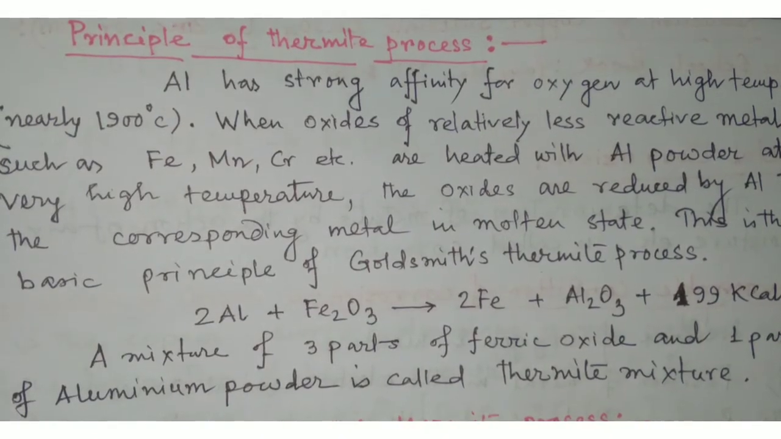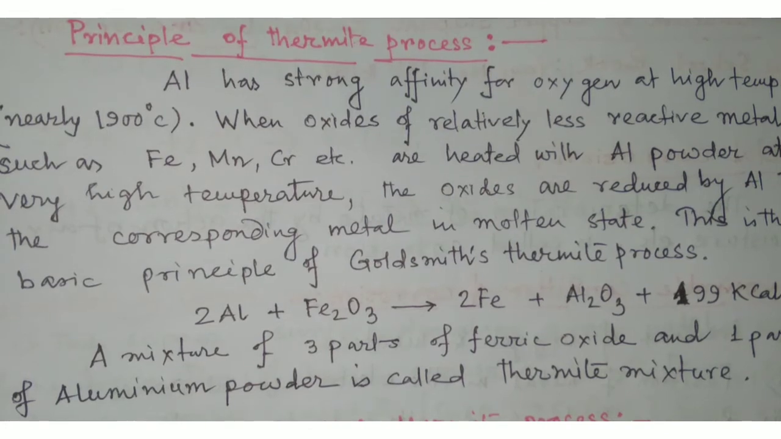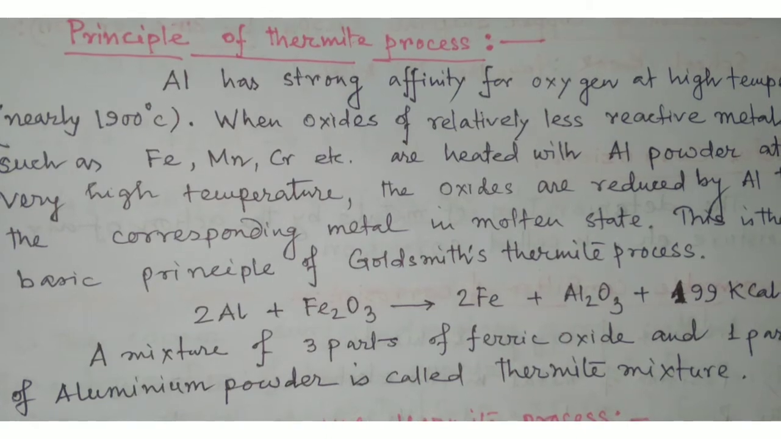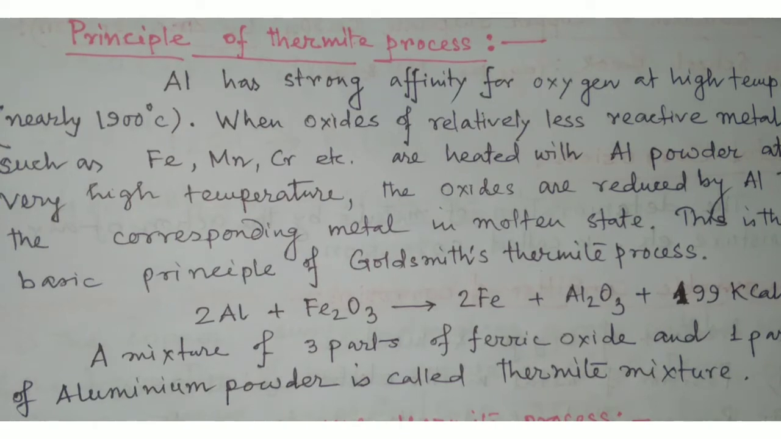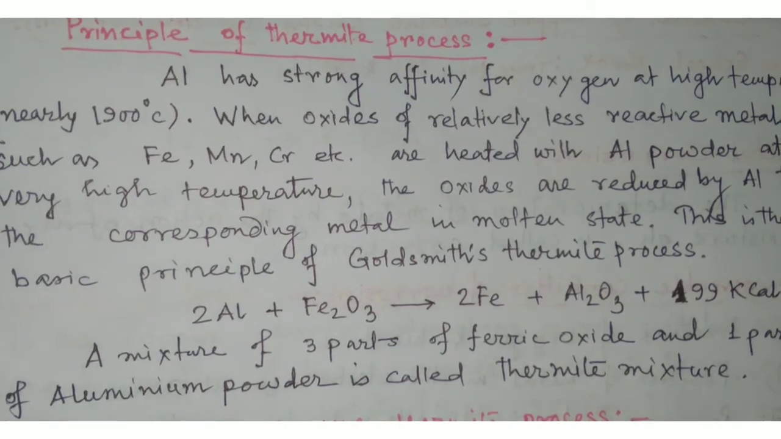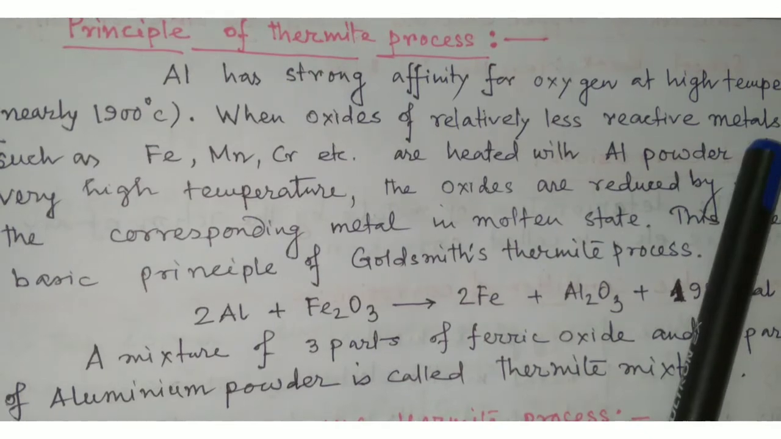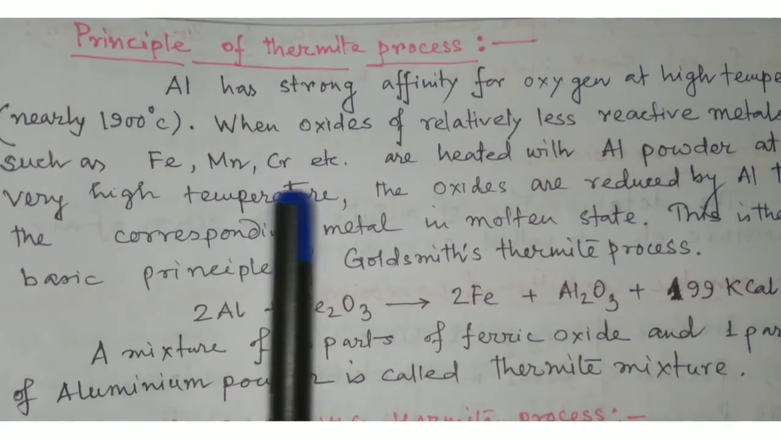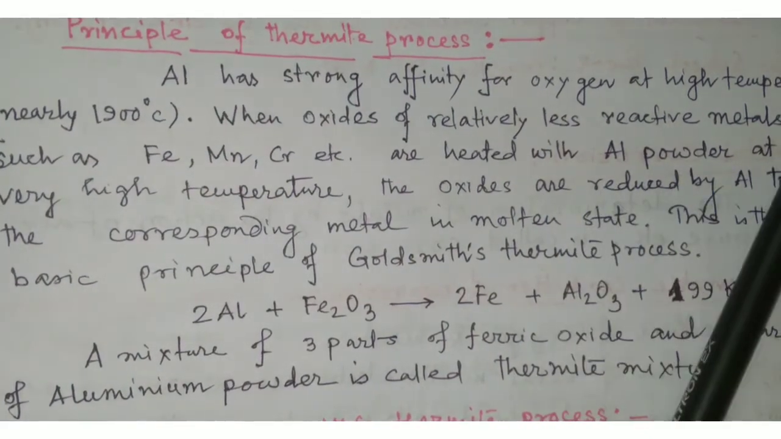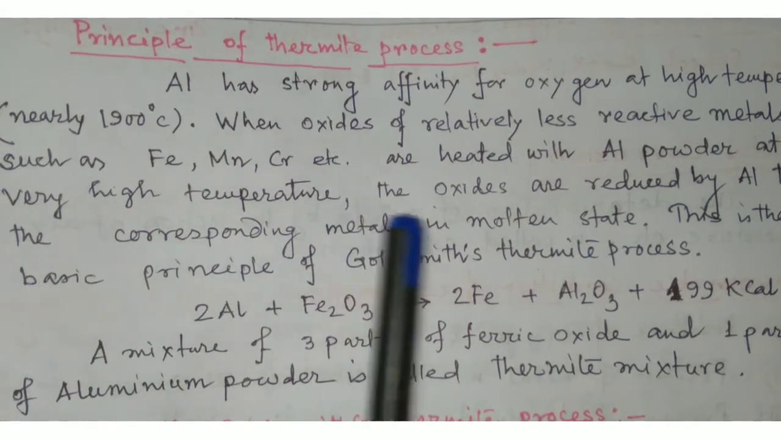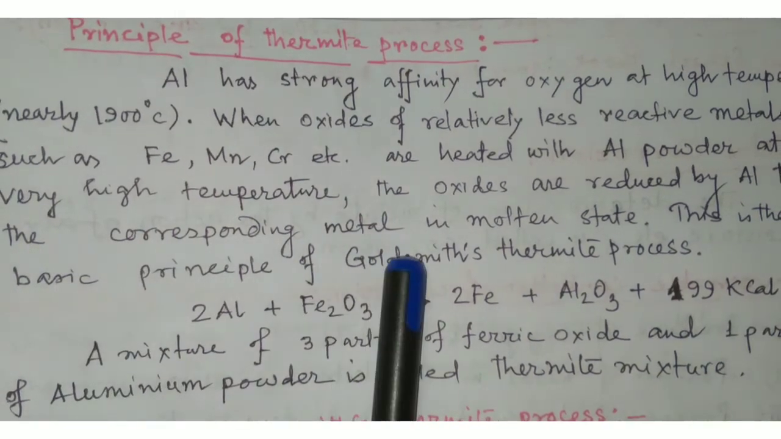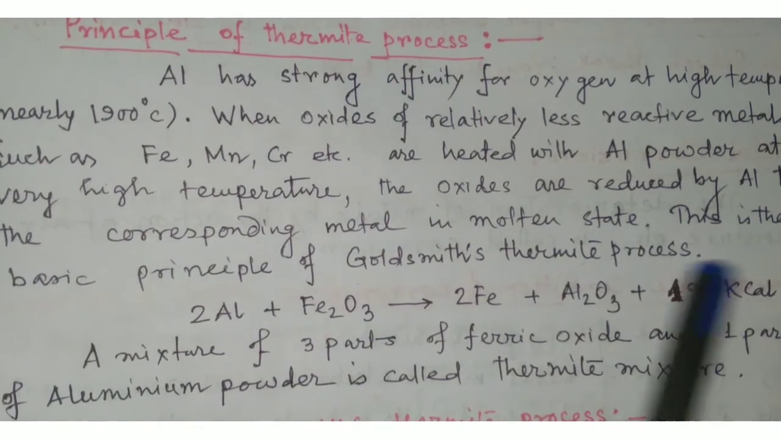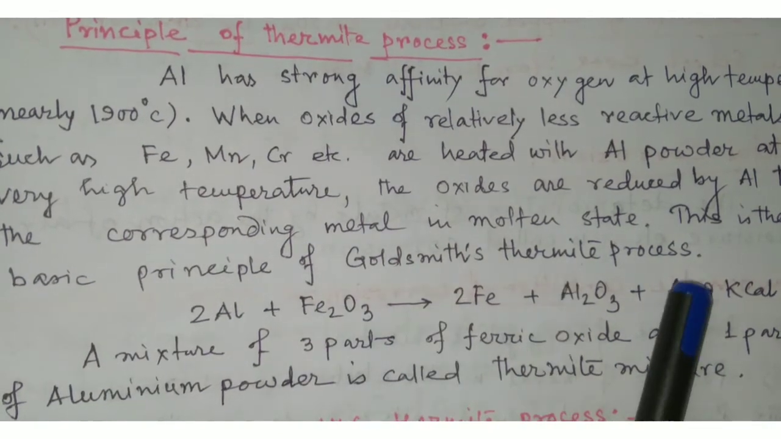Now we discuss the principle of the thermite process or Goldschmidt thermite process. Aluminium has a strong affinity for oxygen at high temperature, nearly 1900 degrees centigrade. When oxides of relatively less reactive metals such as iron, manganese, chromium, etc. are heated with aluminium powder at a very high temperature, the oxides are reduced by aluminium to the corresponding metal in molten state. This is the basic principle of the Goldschmidt thermite process.